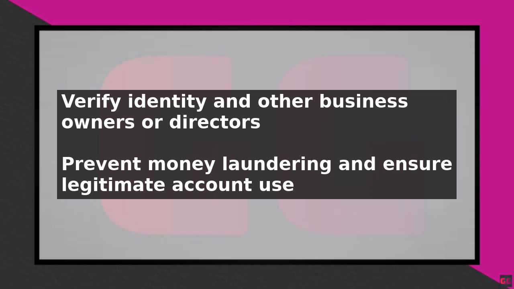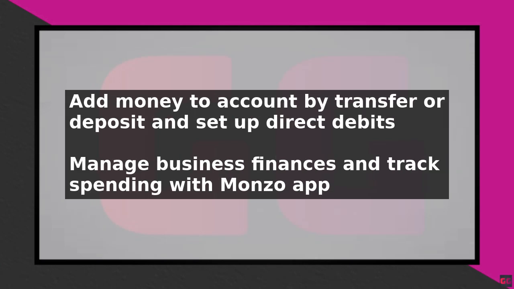You can add money to your account by transferring funds from another account or by depositing cash at a bank. You can also set up direct debits and standing orders to pay regular bills and invoices. The Monzo app allows you to categorize your transactions and track your spending, making it easy to see where your money is going and to stay on top of your finances.